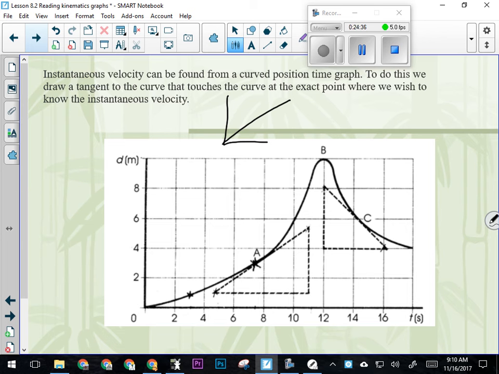So if the graph is curved, the velocity isn't constant. And if the velocity is not constant, that means it's changing. What do we call it when something changes velocity? Acceleration, right? So this graph is showing an object that is accelerating. In fact, this graph is of this. That's what this graph is of.